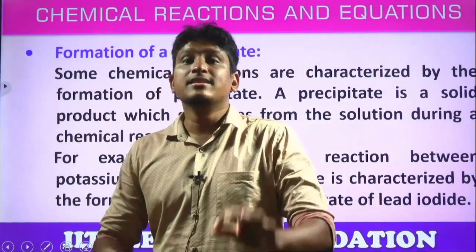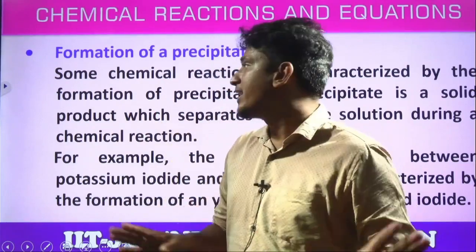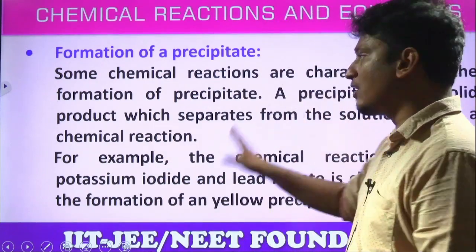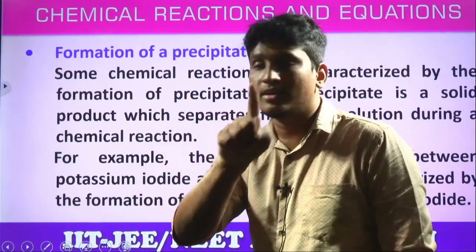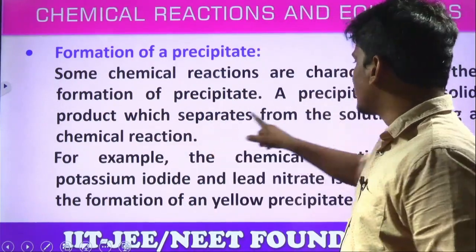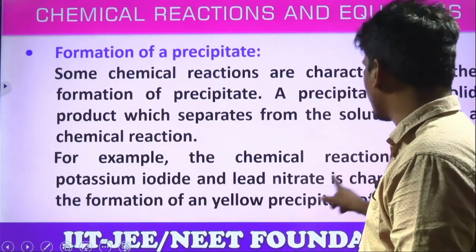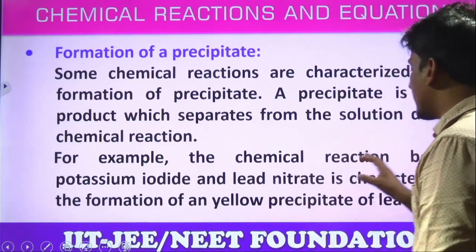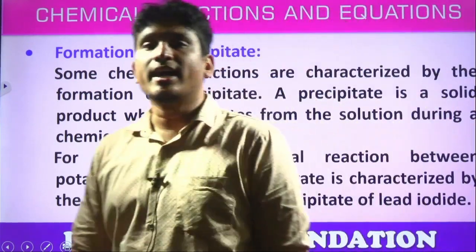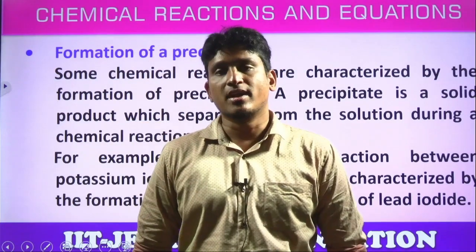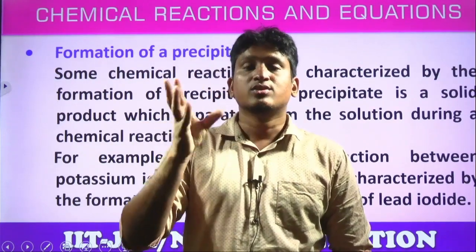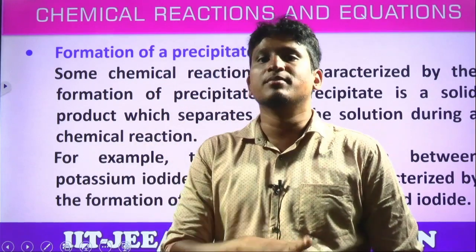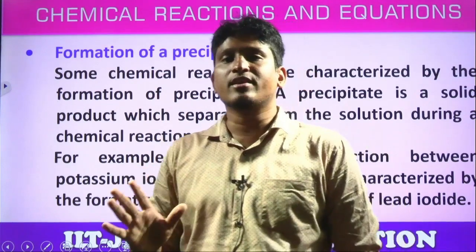Precipitate means, students, an insoluble solid is called a precipitate. So some chemical reactions are characterized by the formation of a precipitate. A precipitate is a solid product, and it is insoluble, which separates from the solution during a chemical reaction. For example, the chemical reaction between potassium iodide and lead nitrate is characterized by the formation of a yellow precipitate called lead iodide, PbI2. It is yellowish in color. So during chemical reactions, precipitate formation is also possible. Some insoluble solids can be produced.